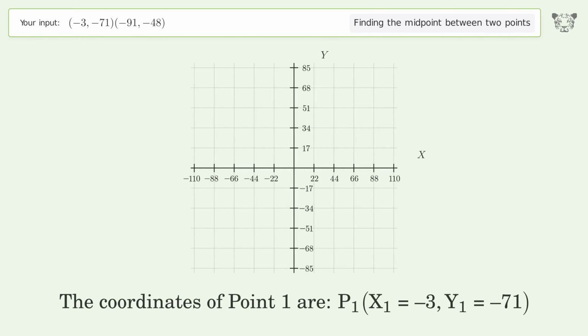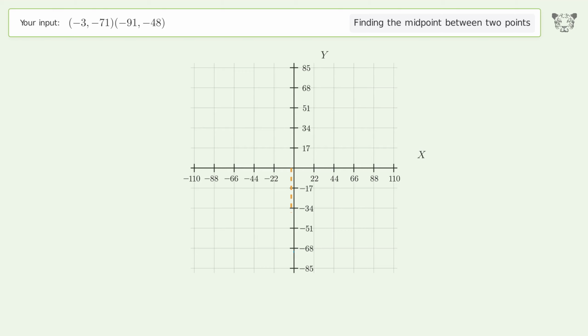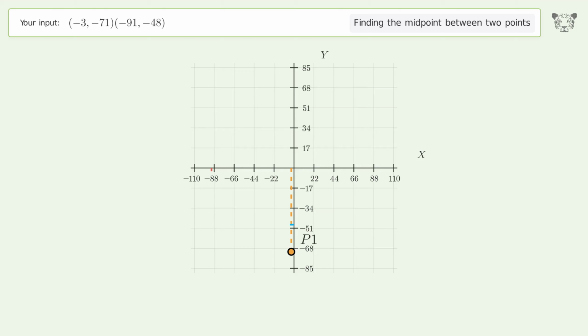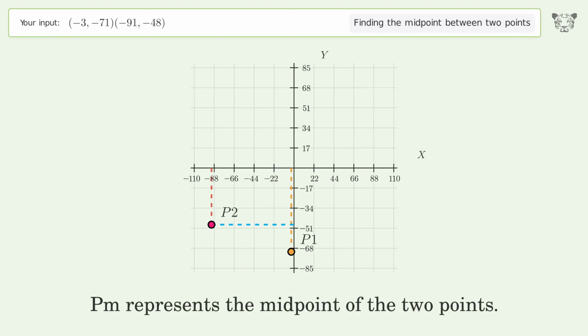The coordinates of point 1 are, x1 equals -3, y1 equals -71. The coordinates of point 2 are, x2 equals -91, y2 equals -48. PM represents the midpoint of the 2 points.